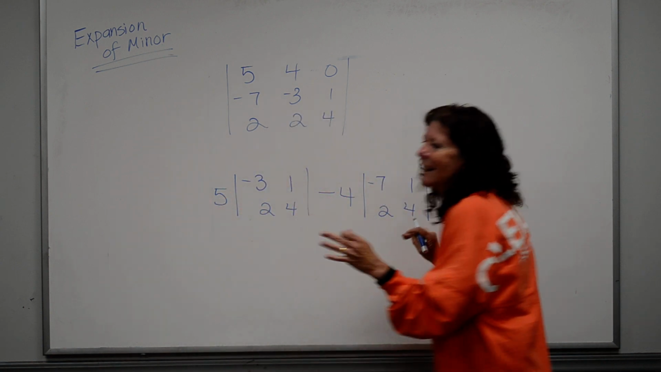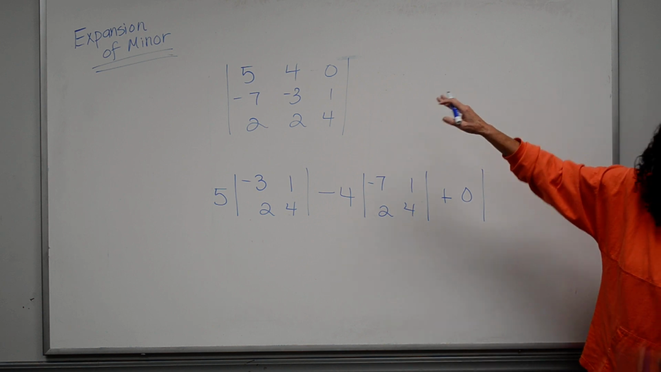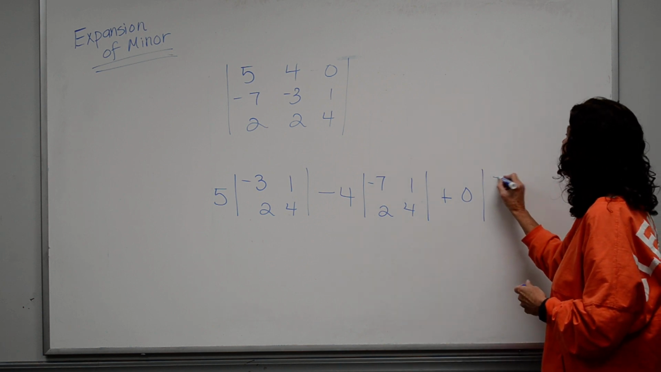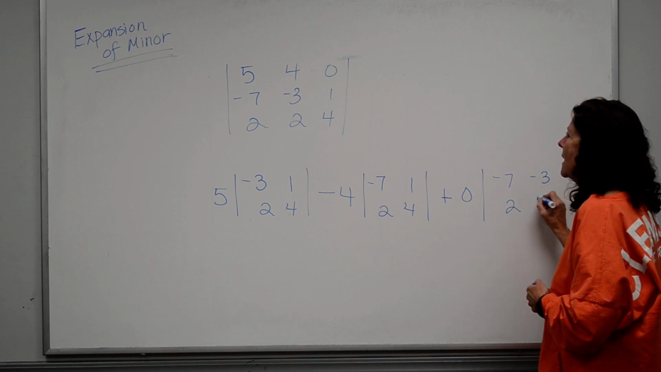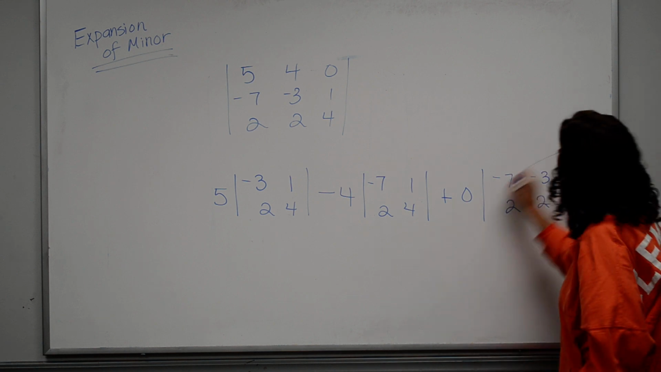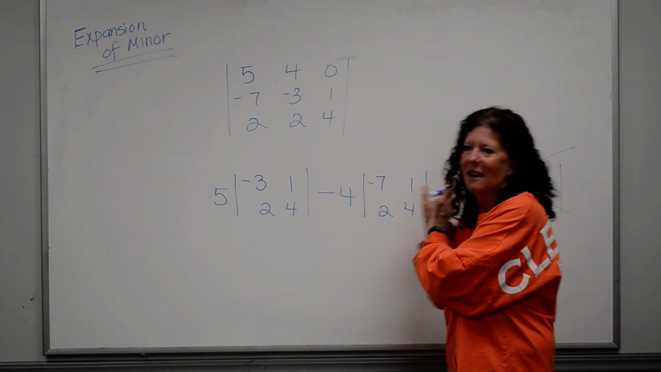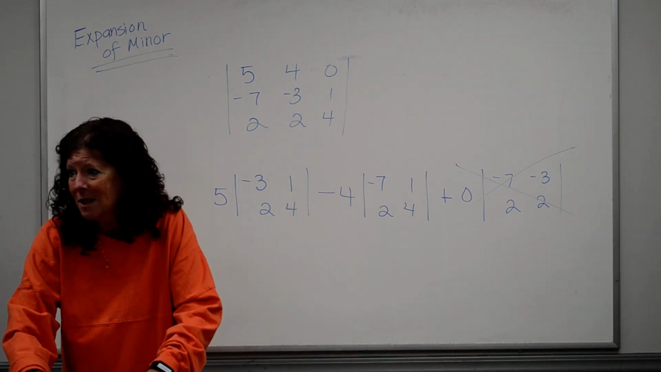Oh, you know what? It doesn't really matter what's back here. That's what's so nice about having a 0 at the top. Now I can write it out and I go negative 7, negative 3, 2, and 2. But 0 times anything is what? 0. So I don't have to do anything back there. I can just for the practice of it, but there's no sense in doing it.